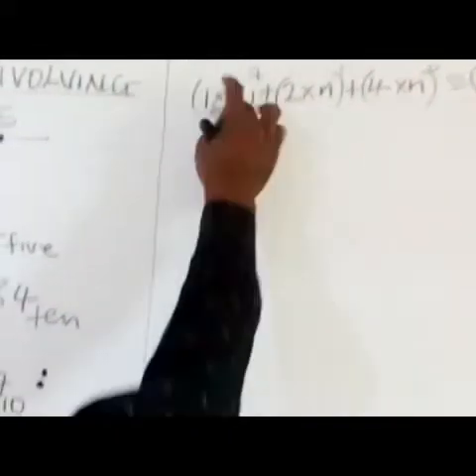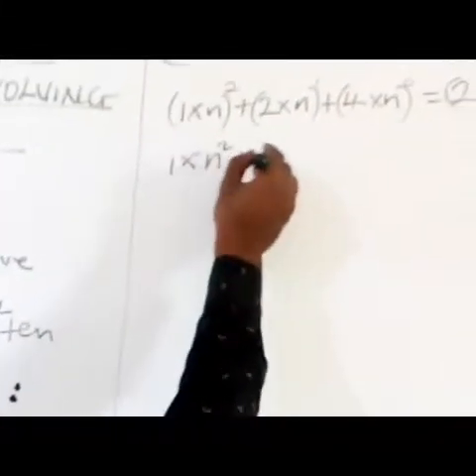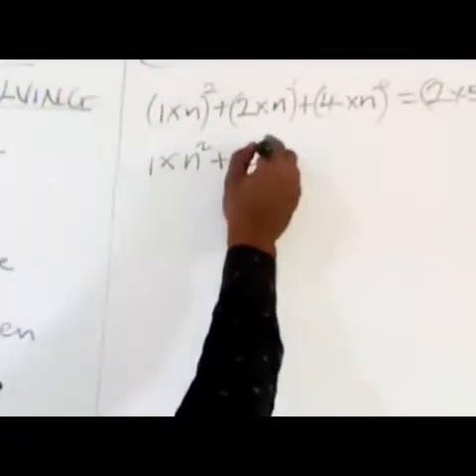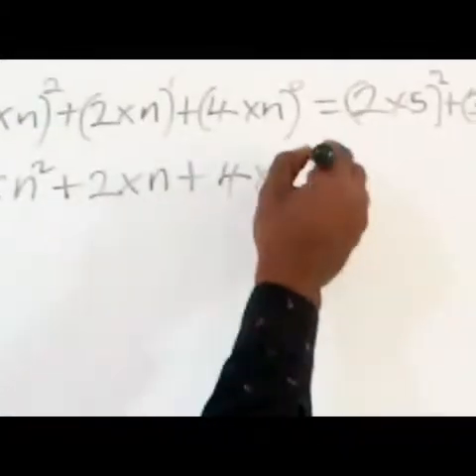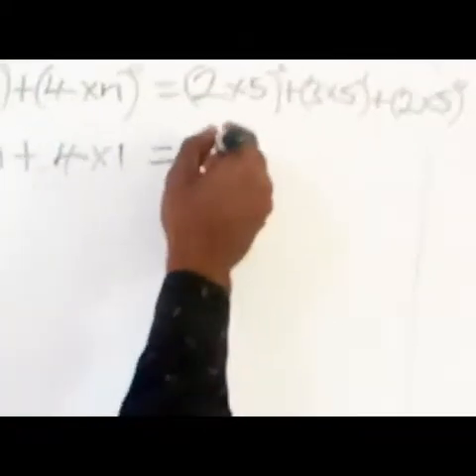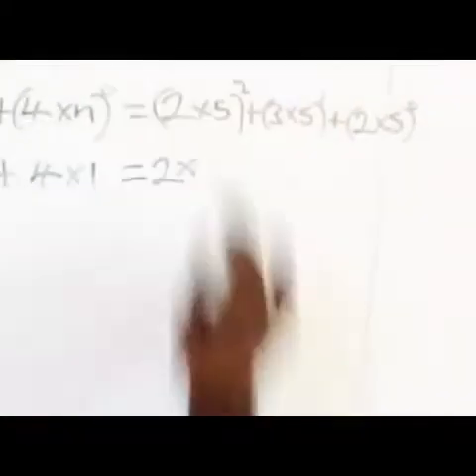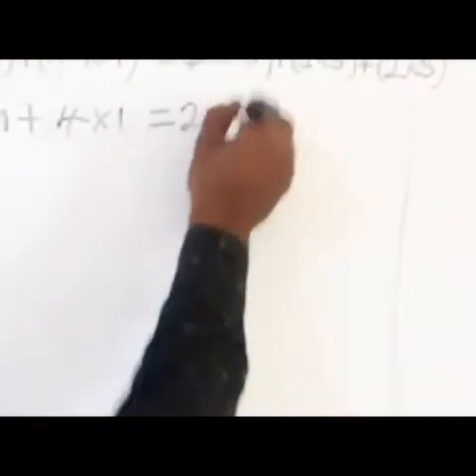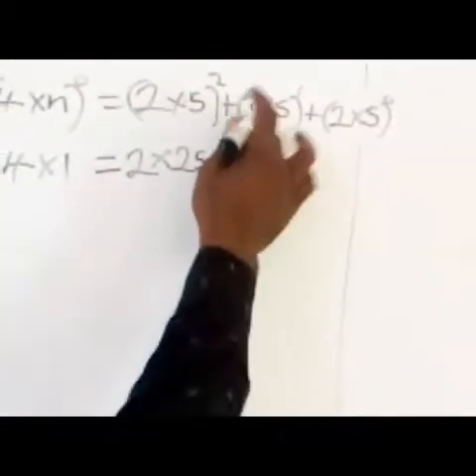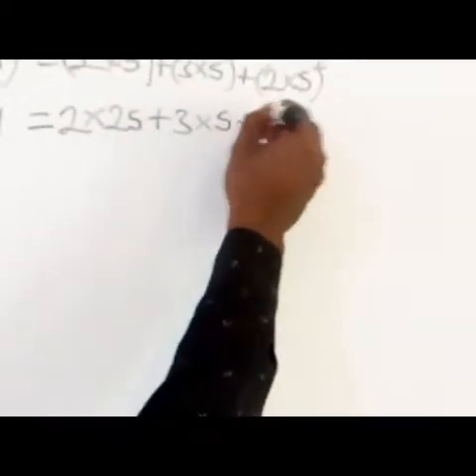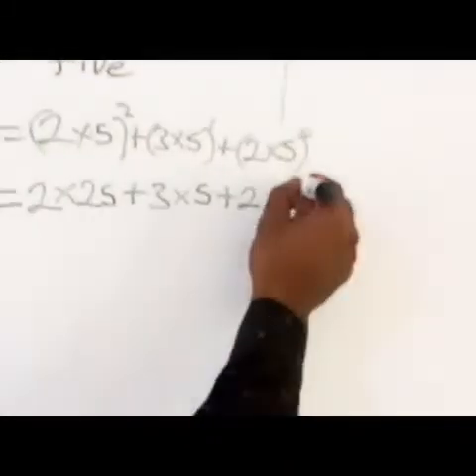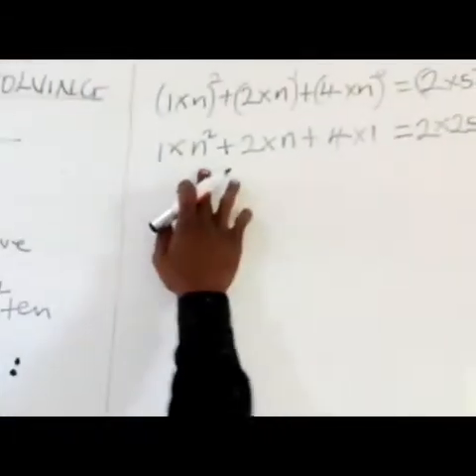We now take 1 multiplied by n squared, plus we take 2 multiplied by n, plus 4 multiplied by n to the power 0, which means 1. This is equal to 2 multiplied by 5 to the power 2, which means 25, plus 3 multiplied by 5, plus 2 multiplied by any number raised to the power 0, which means 1.